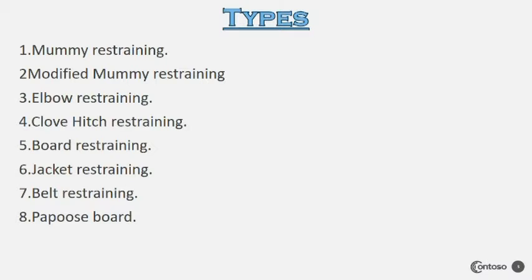What are the types of restraint? Restraints have many types. There are 8 types of restraining. You can choose any of them according to indications and purposes of restraint. There are mummy, modified mummy, elbow, club hitch, board, jacket, belt, and Papoose board restraining.